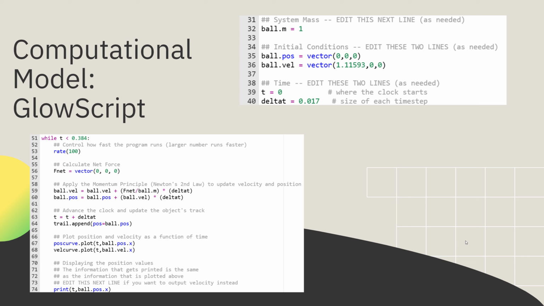The computational model was made in GlowScript. My code was modifying the original script, where we changed the ball's initial velocity to 1.11593 meters per second from the earlier slide, as well as changing the t from 2 to 0.384 seconds. Here, we apply the velocity update and position update formulas, which are the 2 other main formulas used for this lab.